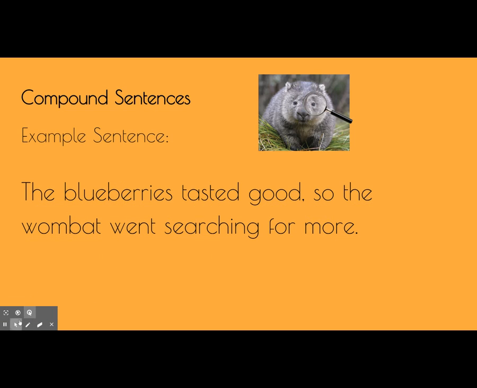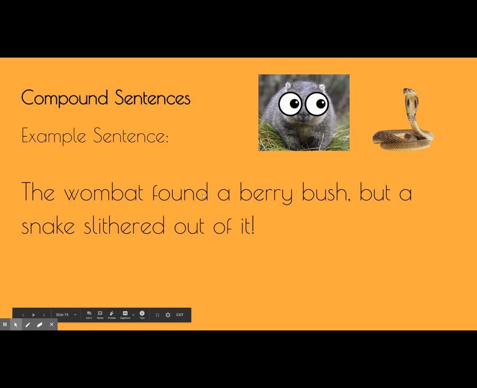All right, let's look at one final example. The wombat found a berry bush, but a snake slithered out of it. Here's what I want you to do. In just a moment, I'm going to have you pause the video, and after the video gets paused, I want all students to write down this sentence in your notebook, and see if you can break it down like I did. Find the verbs, find the nouns, and then see if you can identify what the fanboy word is. Okay? So go ahead, pause the video, and see if you can do that now.